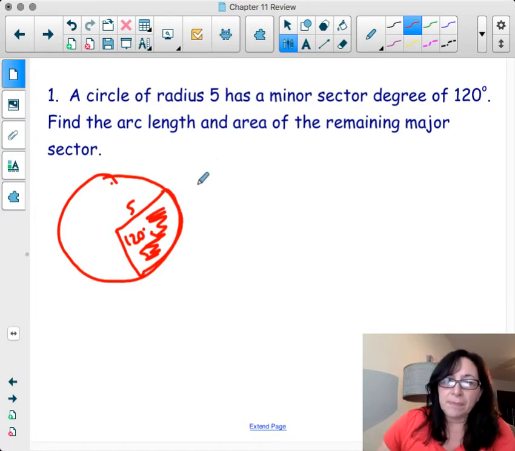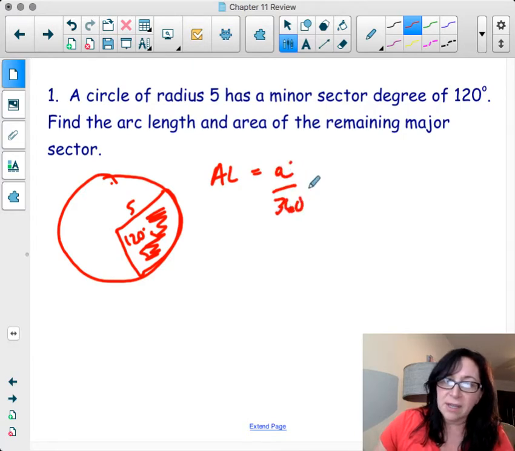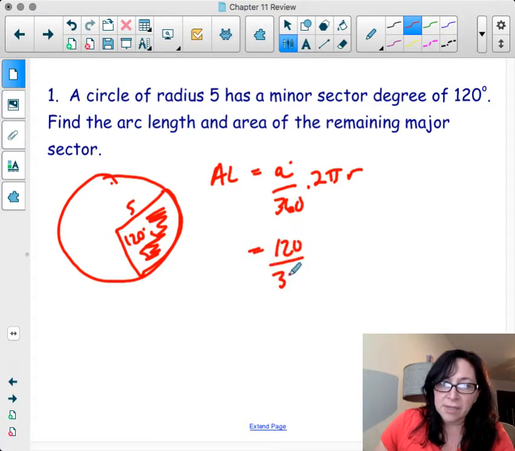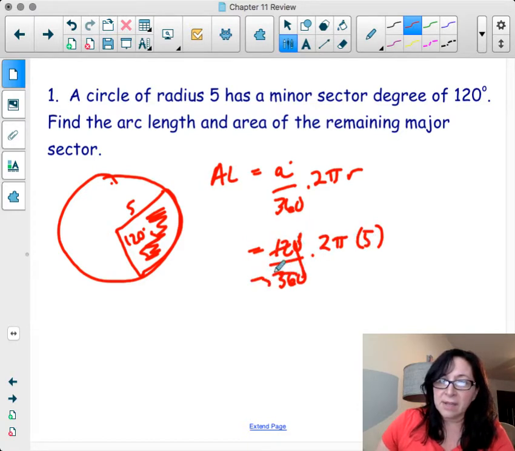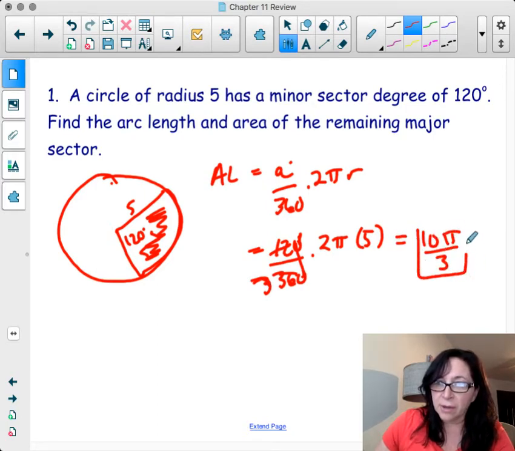Okay, so in order to find the arc length, if you recall our formula, it's arc degree over 360 times 2 pi r. So that's 120 degrees over 360 times 2 times pi times my radius, which is 5. These will cancel. 1, 3, what's that, 10? What's that, 3? So that's going to be 10 pi divided by 3. And so that's our arc length.